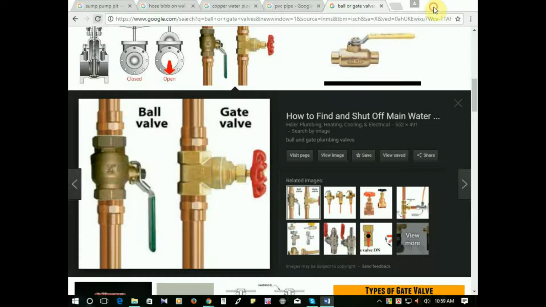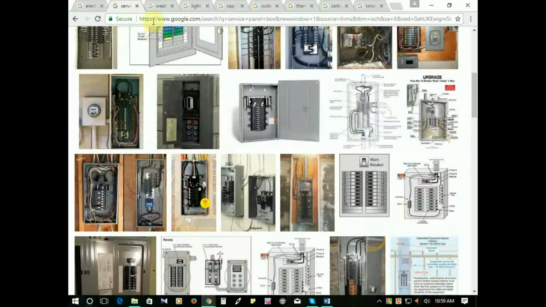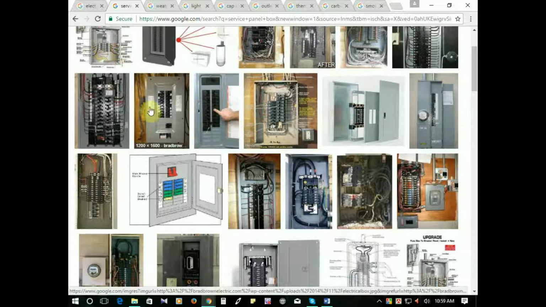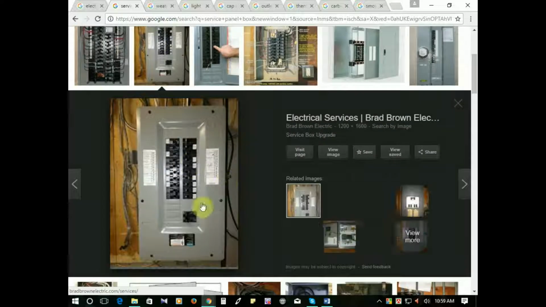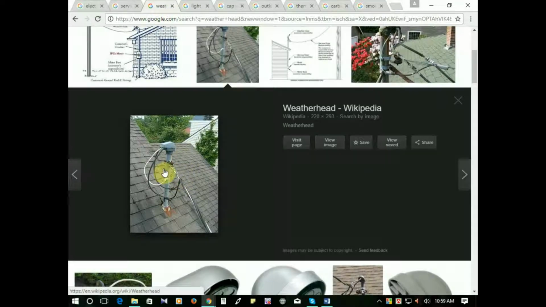Next, with lighting and the electrical system. All properties will have an electrical meter, a service panel box with circuit breakers. This is a good example. And a weatherhead. A weatherhead is an entry point from where overhead power or telephone wires enter the building.